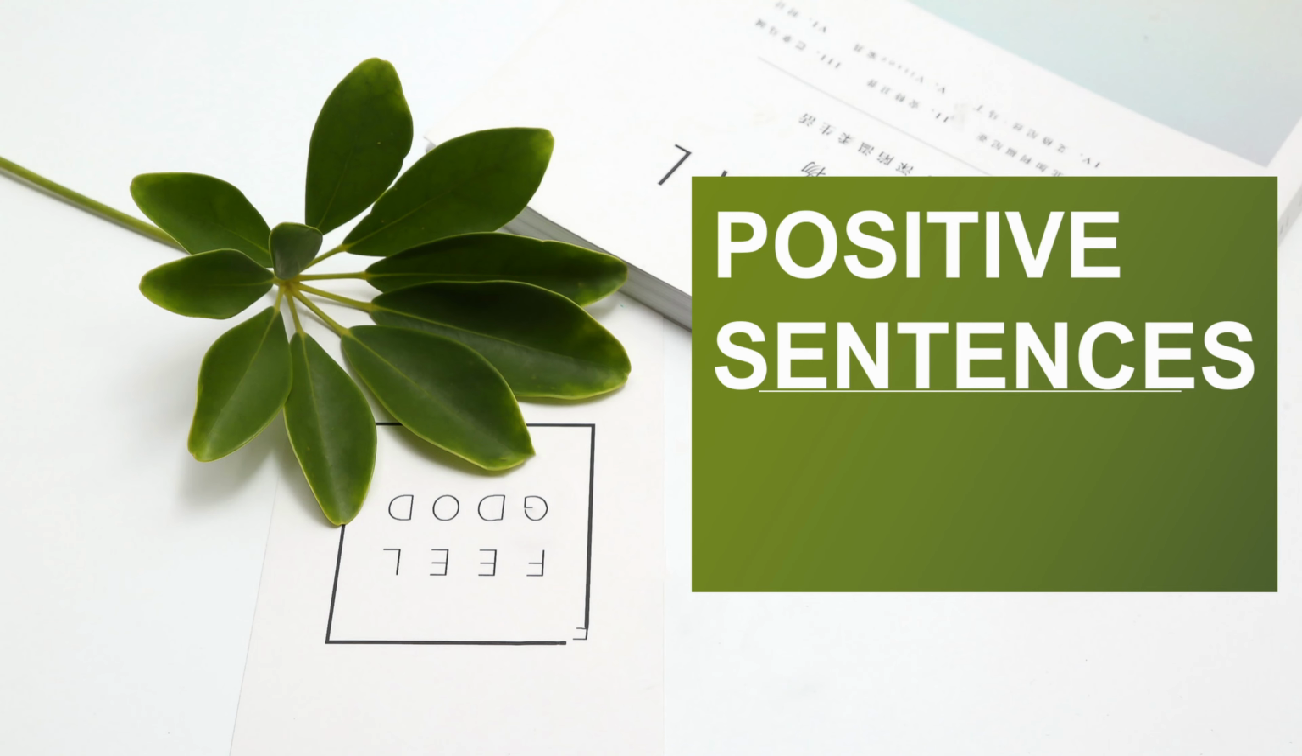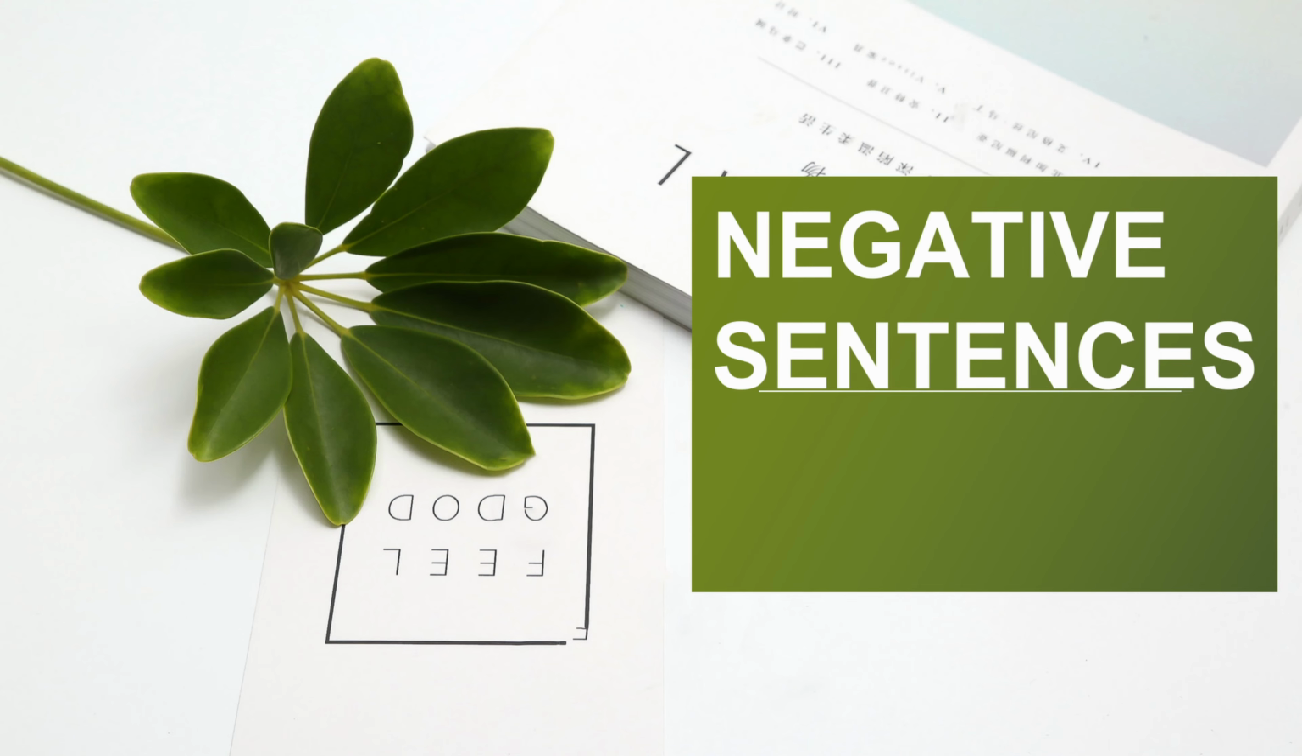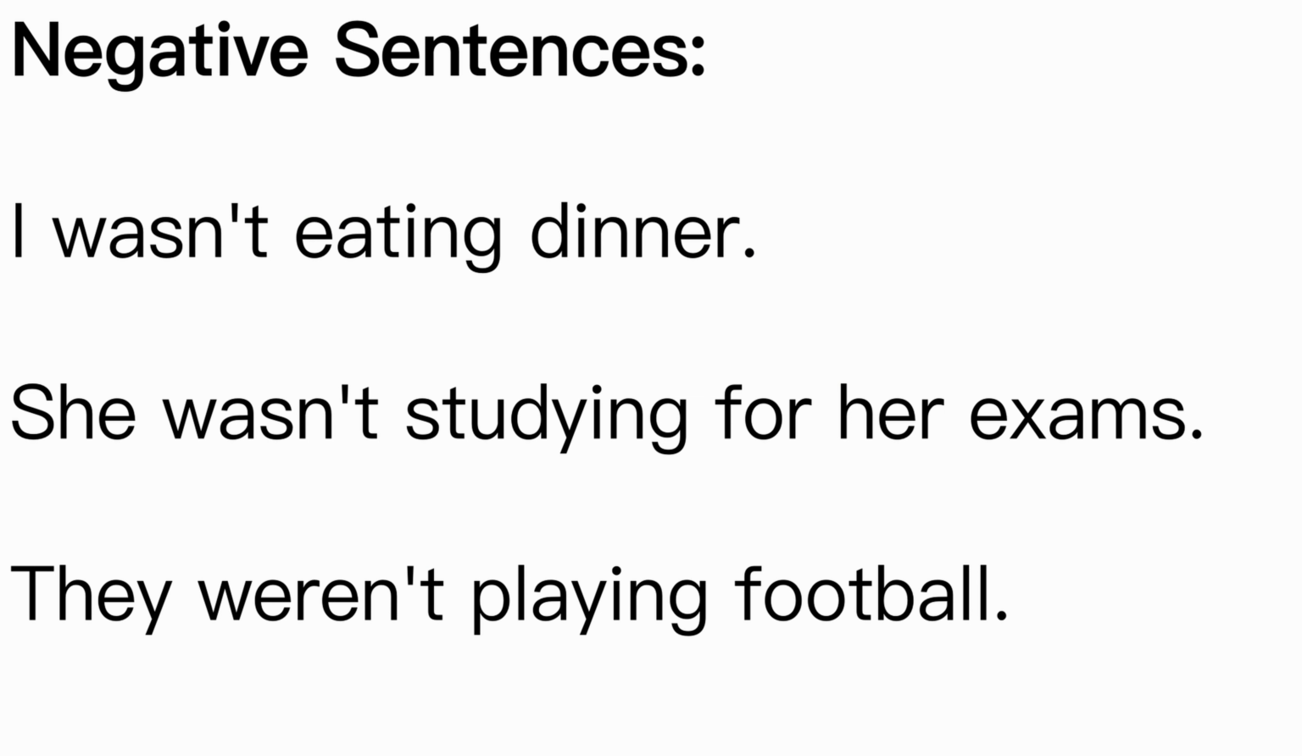Let's examine some positive sentences. I was eating dinner. She was studying for her exams. They were playing football. To form negative sentences, you merely add not after was or were.